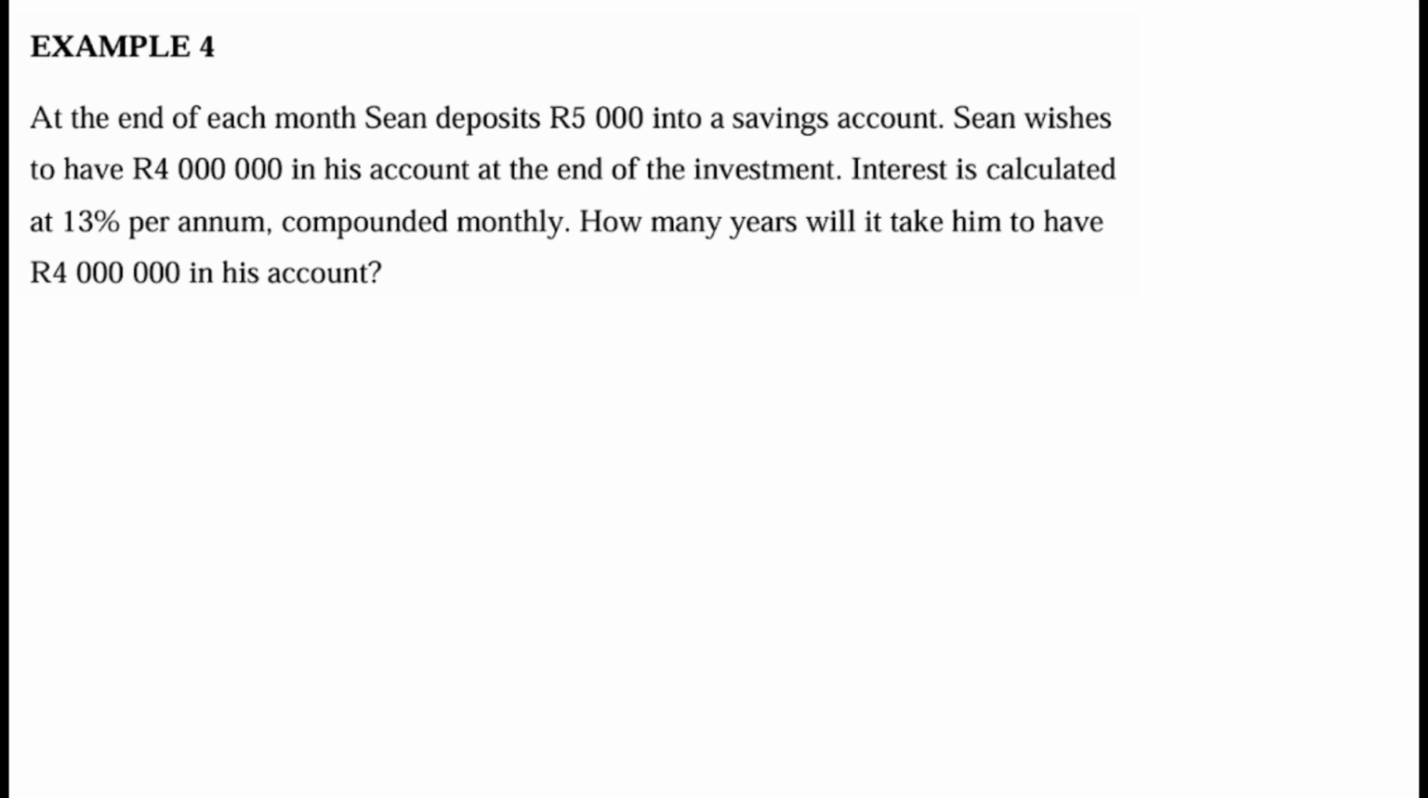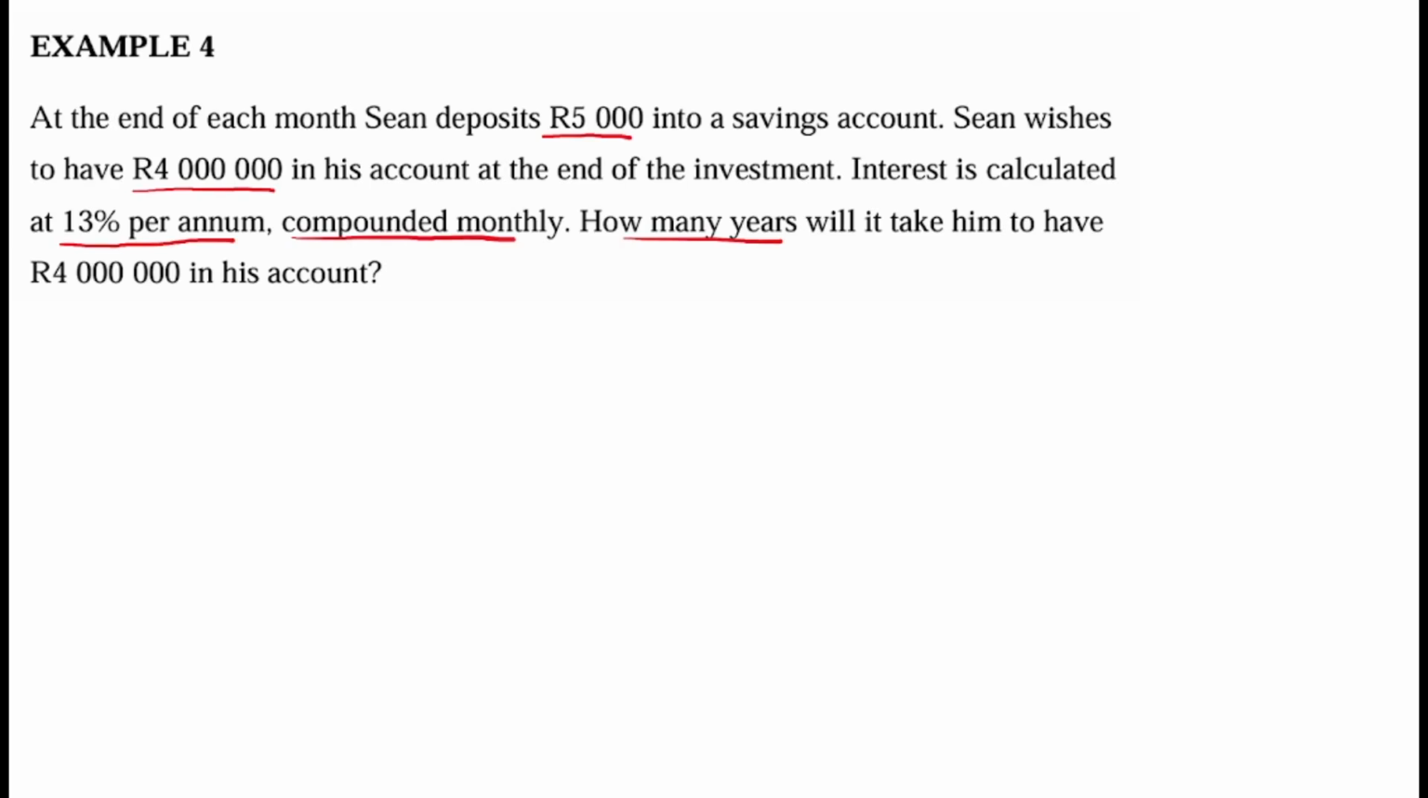Welcome back. Let's do example 4. At the end of each month, Sean deposits 5,000 into a savings account. Sean wishes to have 4 million rands in his account at the end of the investment. Interest is calculated at 13% per annum, compounded monthly. How many years will it take him to have 4 million in his account?